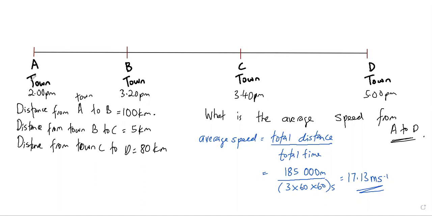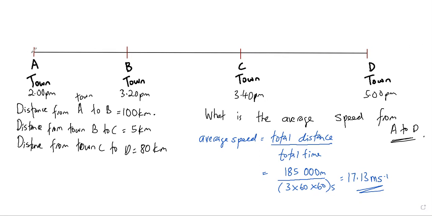To calculate average speed, you look at it here. This is linear motion, traveling in a linear direction. You are driving a car from town A to town D, in a straight, single direction from A to D.